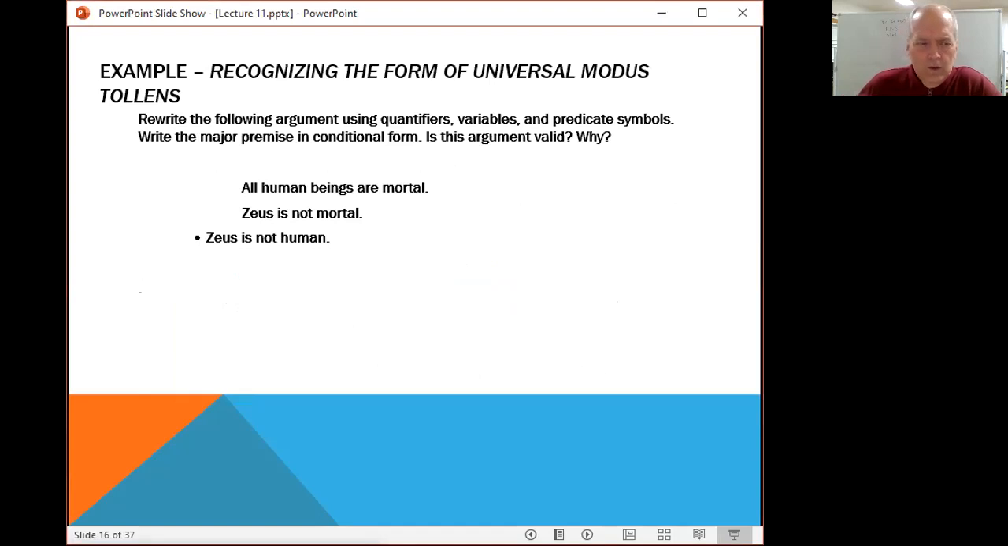So let's take a look at this argument. We want to rewrite it using quantifiers, variables, and predicates, and determine if the argument is valid or not. So take a minute and look at that one.